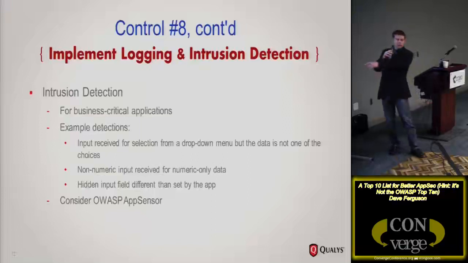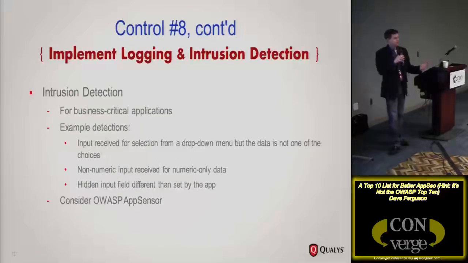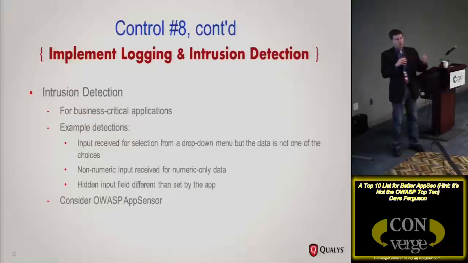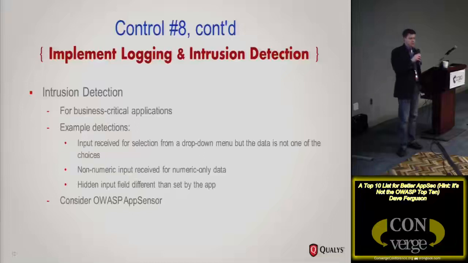That's the idea. OWASP AppSensor is a way to implement this kind of functionality. It's built for sensing when there might be an attack, and then taking some sort of action, whether that's killing the session or something else. Maybe it's just logging. But AppSensor is a way to implement this kind of intrusion detection within your web application. So where would you use this?